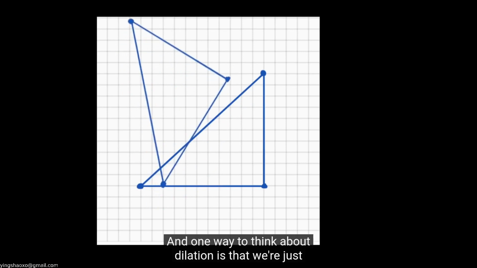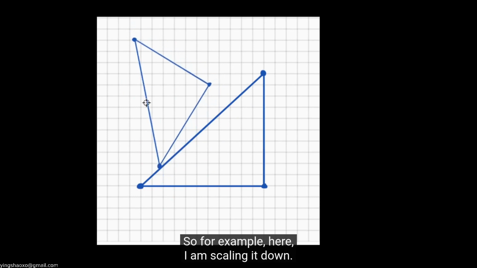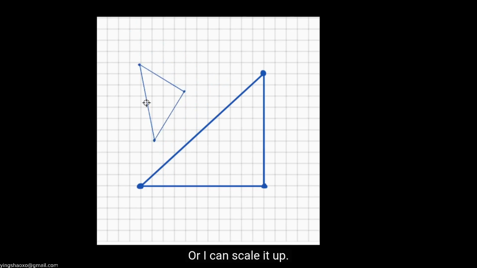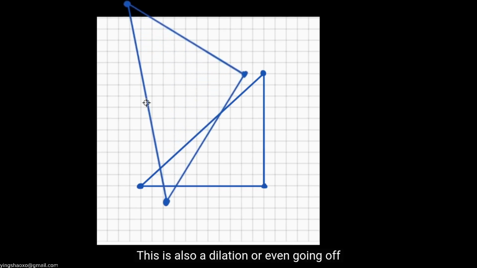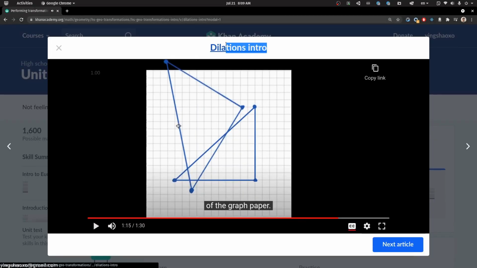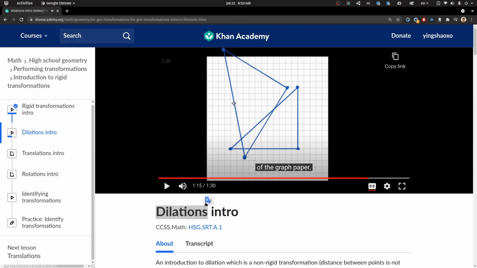One way to think about dilation is that we're just scaling it down or scaling it up. So for example, here, I am scaling it down. That is a dilation. Or I could scale it up. This is also a dilation.